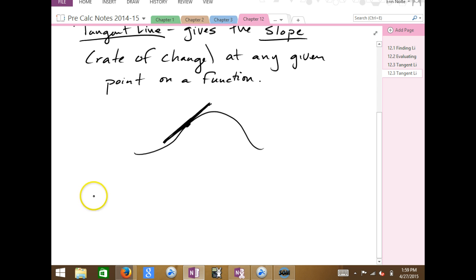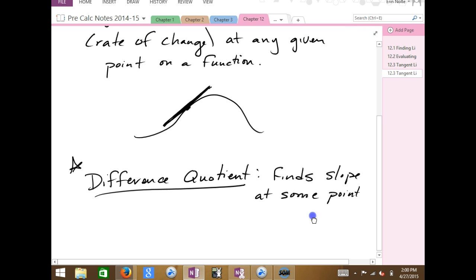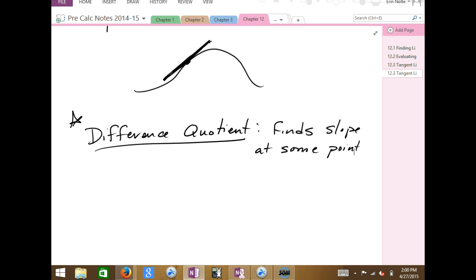Alright, so the way you find the slope at a given point is by using what's called the difference quotient. Okay, so if you want to help yourself with notes, write "finds slope at some point." Okay, so this is the difference quotient.